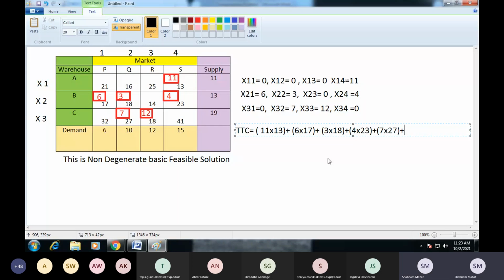into 18. So first of all, check whether you wrote all values properly or not. So 11 into 13, plus 6 into 17, plus 3 into 18, plus 4 into 23, plus 7 into 27, plus 12 into 18. So I wrote all values perfectly. Now this is our total transportation cost in rupees. So might be everyone understood today's example.